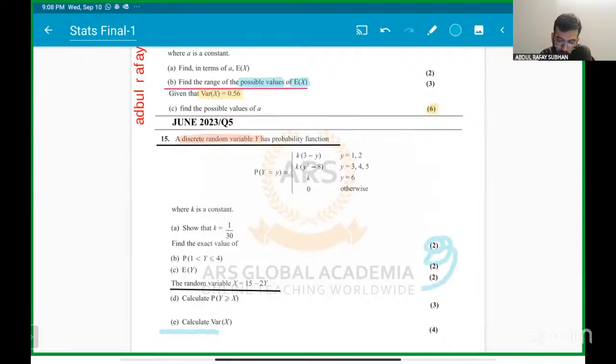We have got the full 13 marks. Ahad, clear? Any concern? Anyone, please let me know. We have got the variance of x as well.